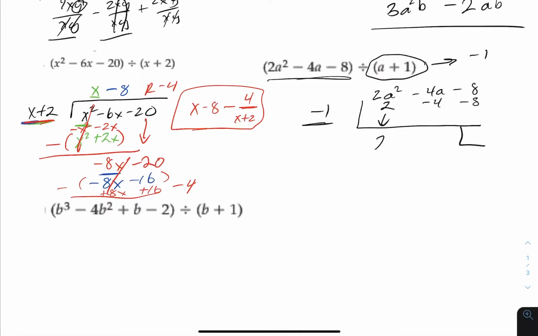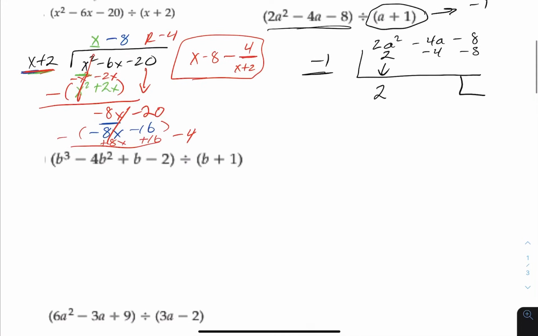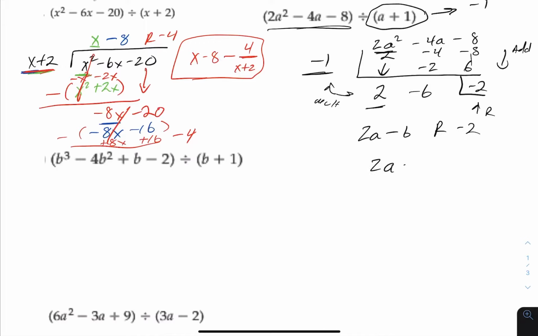So bring the first one down, that's a 2. You multiply across. So I get negative 2, then you add down. Negative 4 plus negative 2 is negative 6. Multiply across, 6. Add down, negative 2. So that's my remainder. This is always 1 power less. You started with a squared, now this is an a. So this is 2a minus 6, remainder of negative 2. Or if you want to write it nicely, 2a minus 6 minus 2 over what you divided by, a plus 1. So there we go. Next one.